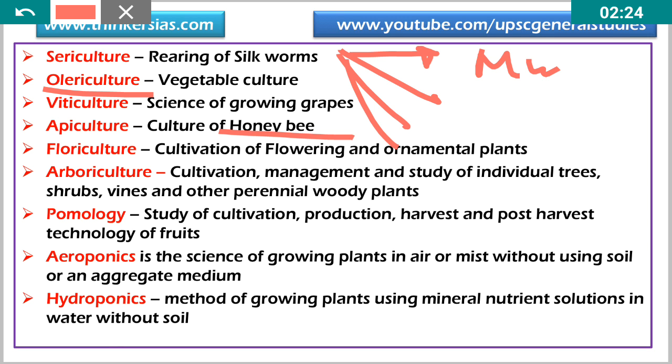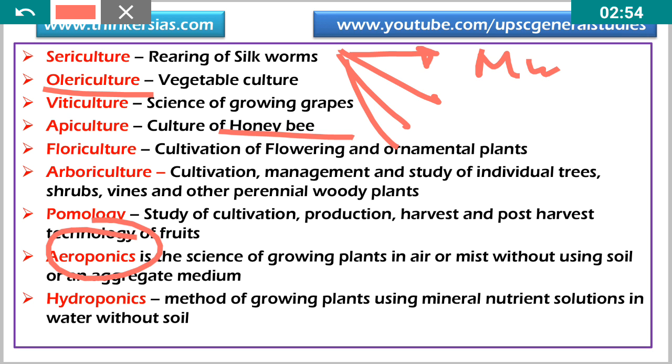Another important term is arboriculture. It is important from the Prelims point of view. It is the cultivation, management and study of trees, shrubs and vines and other perennial woody plants. So it is the science of growing perennial woody plants, individual trees in gardens and other areas. Pomology is the study of fruits. It includes cultivation, production, harvest and post-harvest technology of fruits.